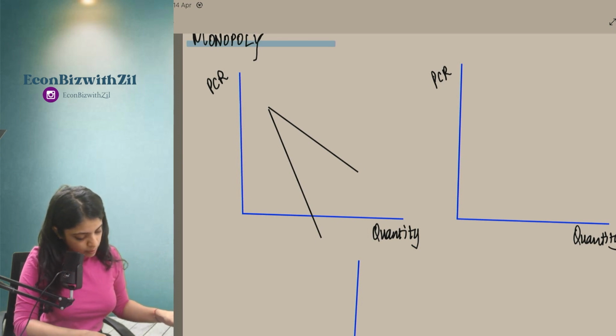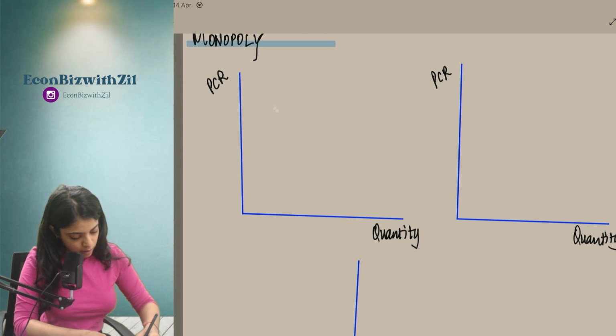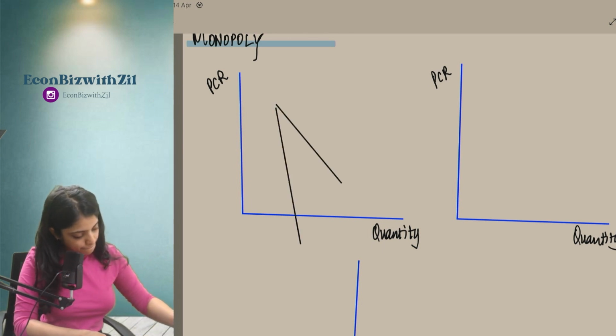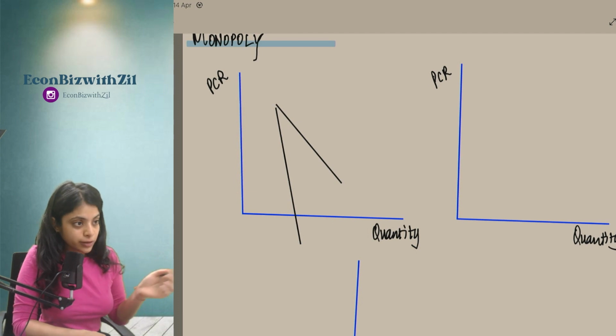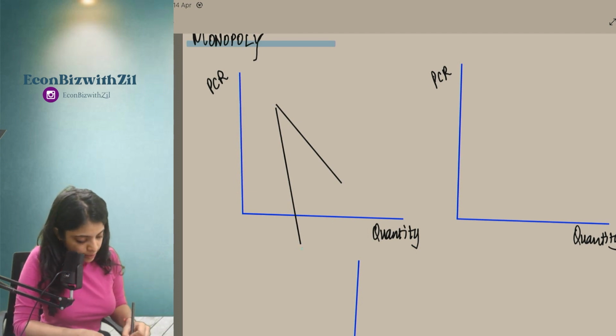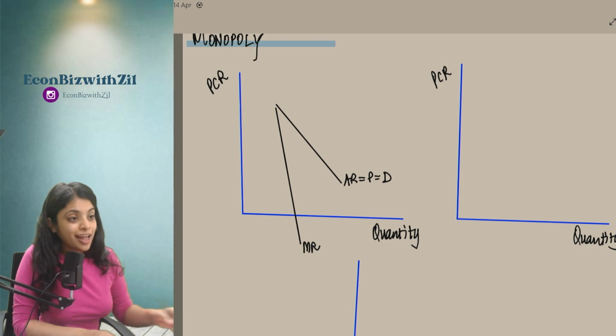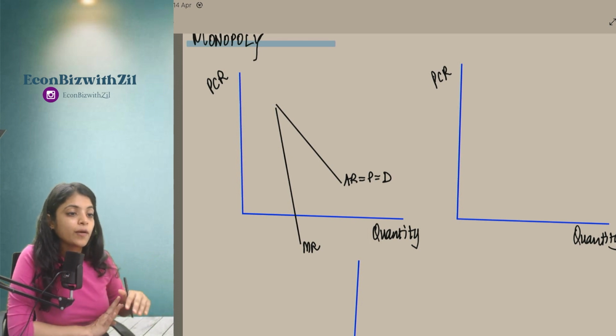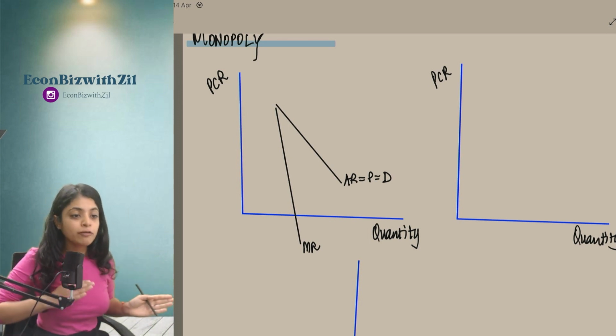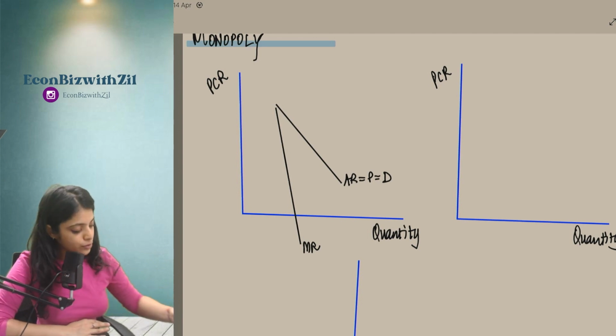So actually I'll draw it much steeper. So I'll draw it like so. The one that crosses your horizontal axis is your MR. This is your AR, and it's also equal to your P equals D. Your revenue curves for perfect competition and imperfect competition are different, but the cost curves remain the same.